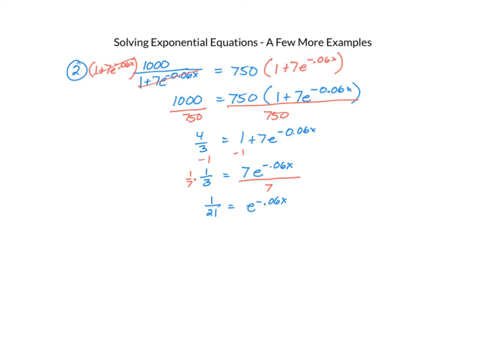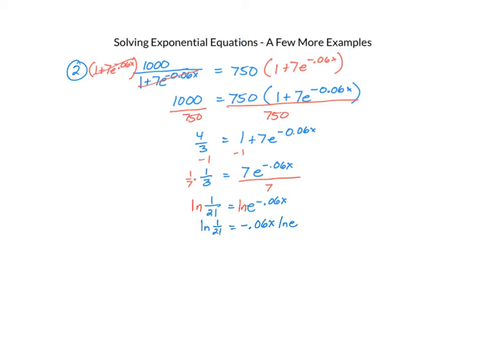Let's continue. We're going to take the log of both sides now. Since I have a base of e, I want to use my natural log. So I'm going to take the natural log of both sides. So ln of 1 over 21 on the left and ln of e to the negative 0.06x on the right. On the right-hand side, then, I'll have negative 0.06x times the natural log of e. And on the left-hand side, the natural log of 1 over 21.